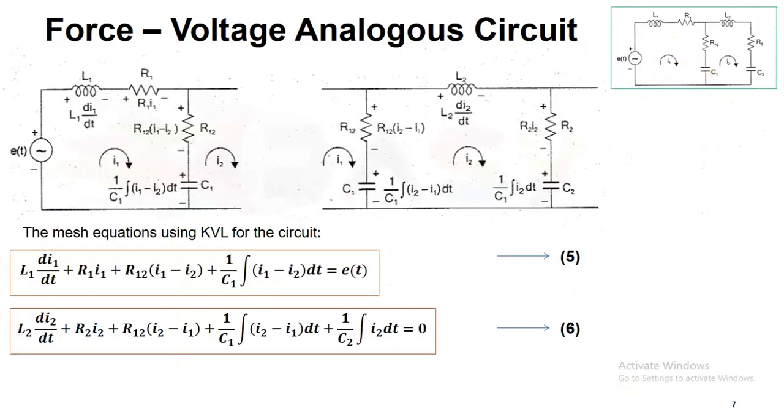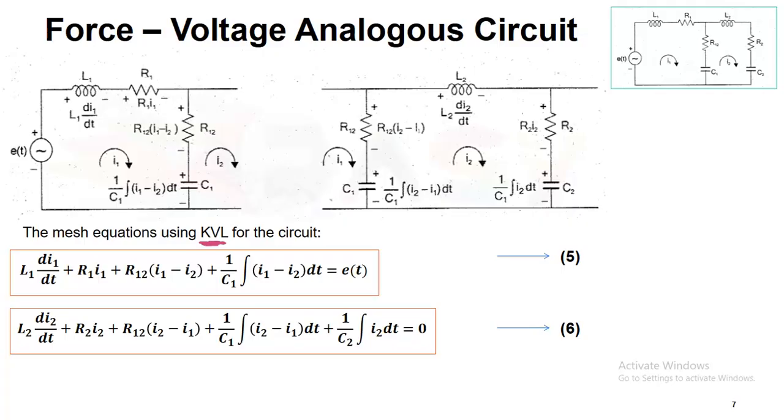Now consider this force voltage electrical analogous circuit. For this we are going to write the mesh equation with the help of KVL. Whatever elements we have in the first mesh, I have written the voltage across each element. Voltage across the inductor is L di/dt. Voltage across the resistor is iR. Voltage across the capacitor is 1/C integral of i dt.